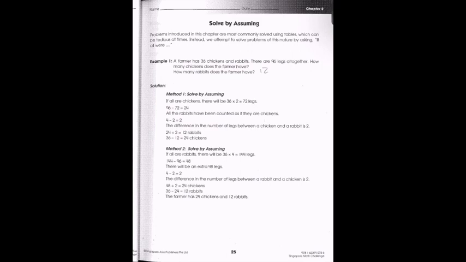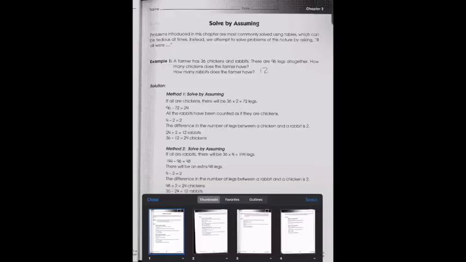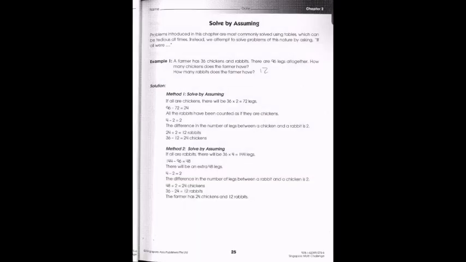Today's video is about a strategy called solve by assuming. We have a lot of practice problems, so we're not going to go over all of them. We'll go over some important practice problems, and I'll leave others for you to solve on your own. Problems like these are most commonly solved using tables, but we're going to attempt to solve them by asking, what if all were the same? And so we're going to assume to solve.